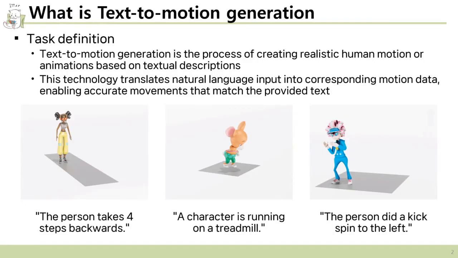For example, in the first image, the character takes 4 steps backward. In the second image, the character is running on the treadmill. In the third, the character performs a kick spin to the left. Each of these movements is generated based solely on text descriptions, showcasing how the system translates words into corresponding animations.